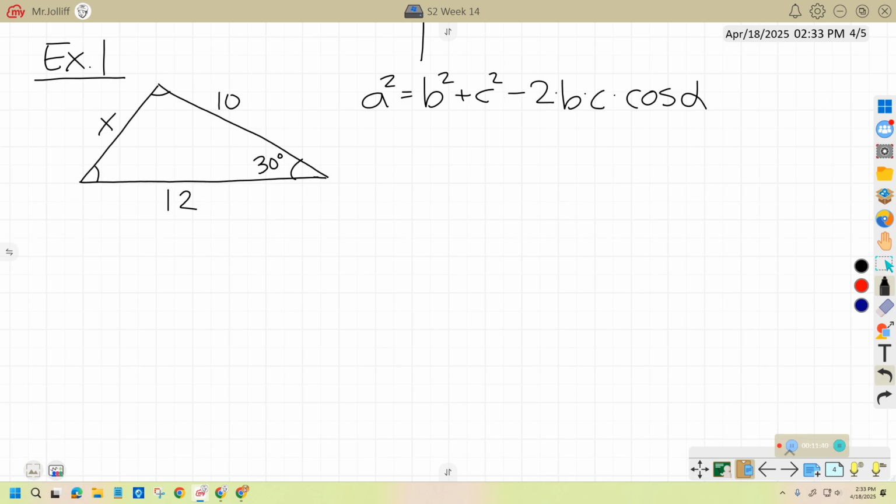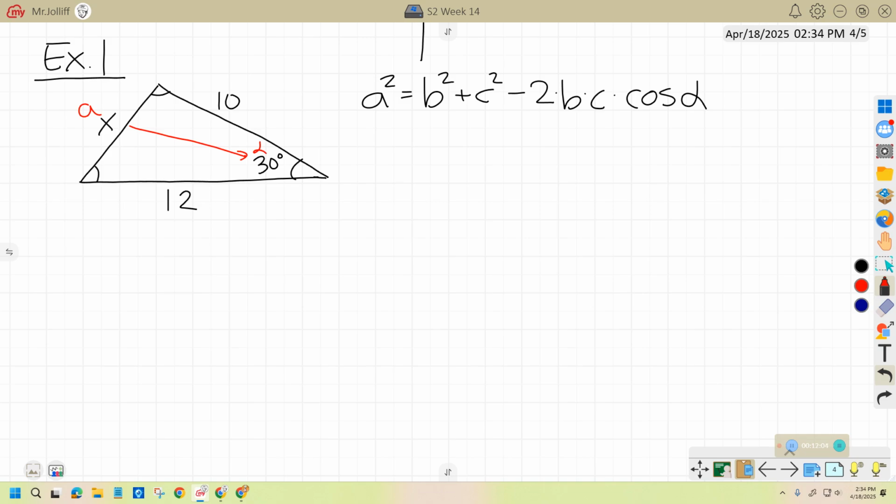So I'm going to go through that picture and label the pieces as they're labeled in the formula. Yeah? We call our missing side a. So this is my a. Alpha should be opposite or across from a, so this must be alpha. The other two sides are b and c.